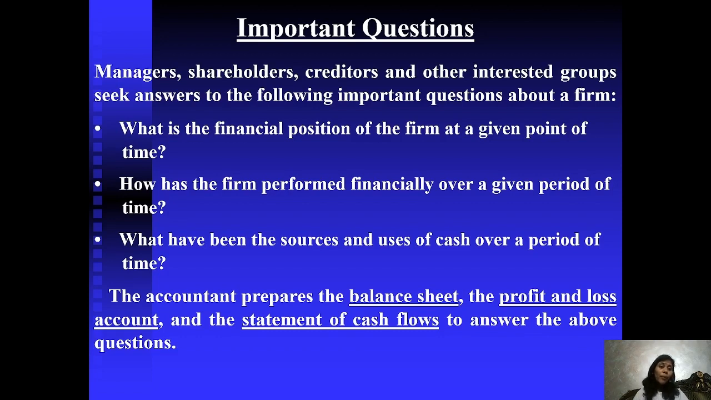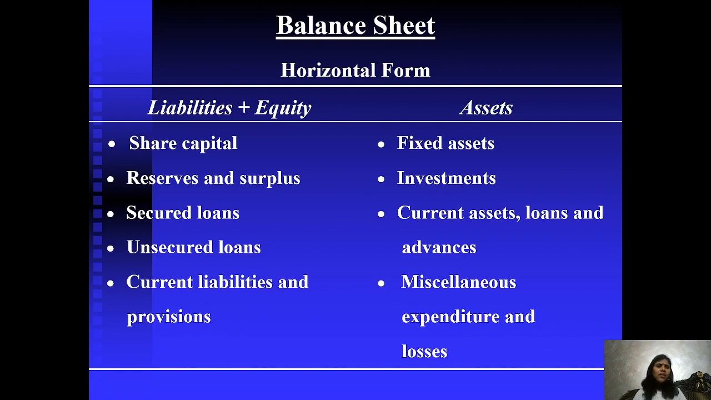So for that, they are preparing a financial statement. The accountant prepares the financial statements, and those are the balance sheet, profit and loss account, and fund or cash flow statement. These give the answers to the above questions. For the balance sheet we are using two formats: horizontal format and vertical format. Vertical format we are using for the company, and the horizontal format is based on the accounting equation: liability plus equity equals assets.